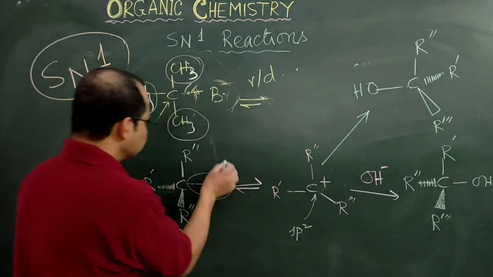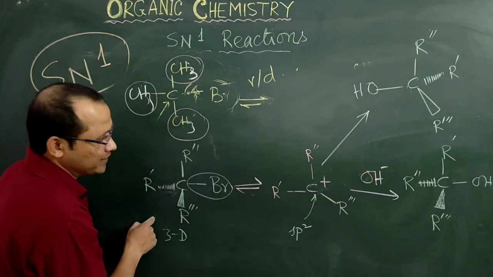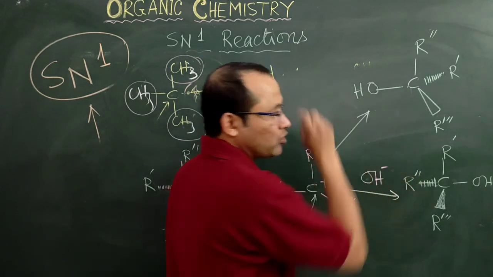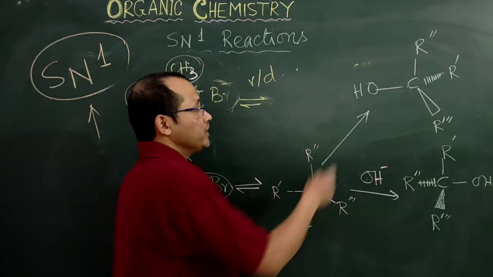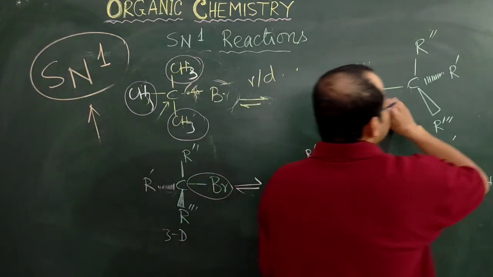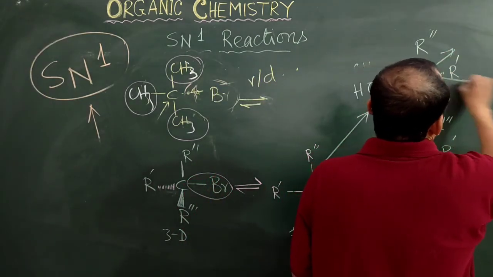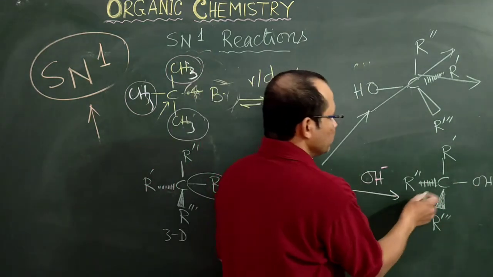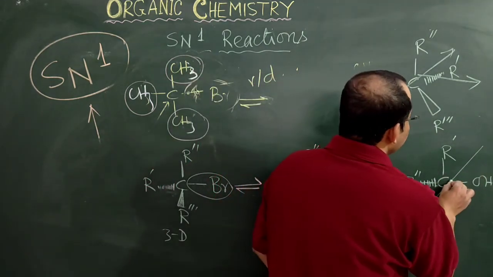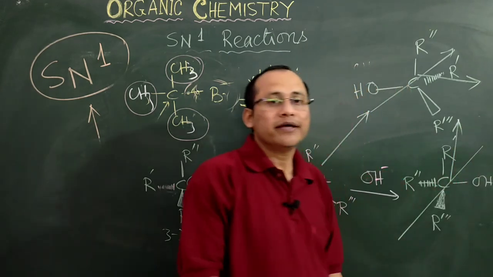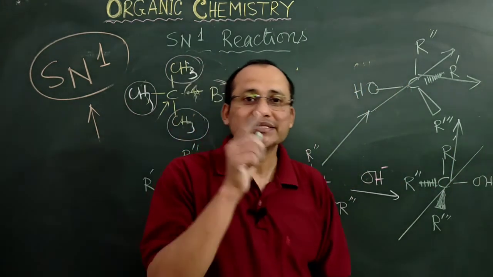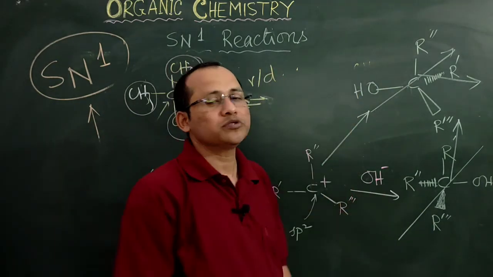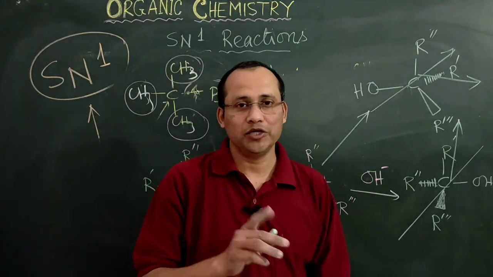So you will get a 50-50 mixture of these two, resulting in a mixture of substances which is called a racemic mixture, because this substance was optically active and this one is optically active, this is also optically active, but if this one rotates the plane of polarized light in a clockwise direction, this will rotate the light anti-clockwise to the same extent. The mixture is called a racemic mixture, and these two substances are called enantiomers.